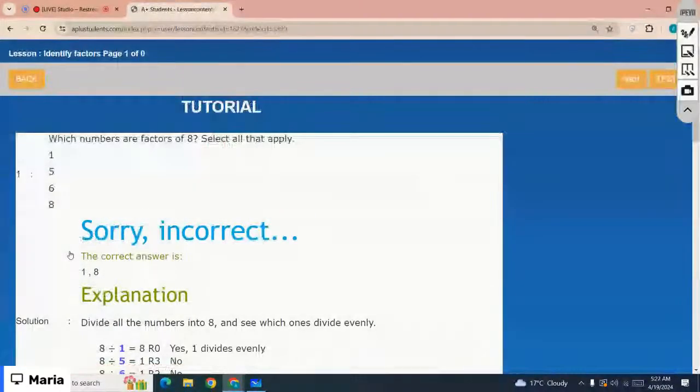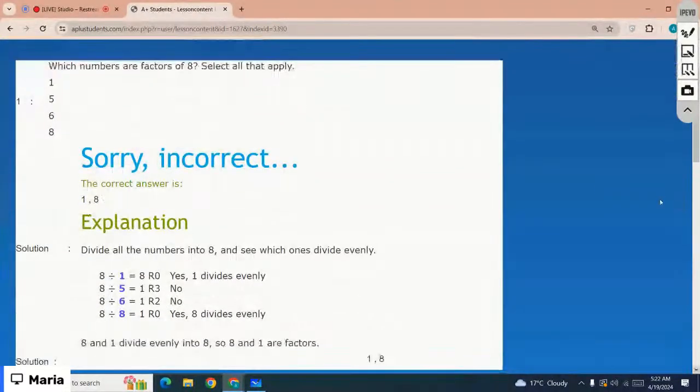Which numbers are the factor of 8? So which is the correct option? Factors means you have to divide 8 by all the numbers one by one, right? So the number that can evenly divide 8 is a factor of 8, right? Evenly divided means you have no remainder.